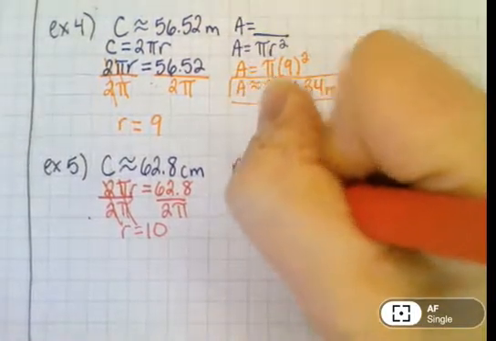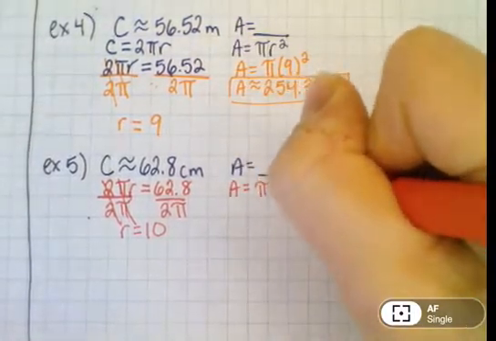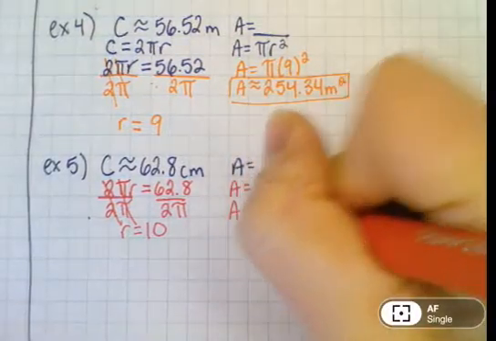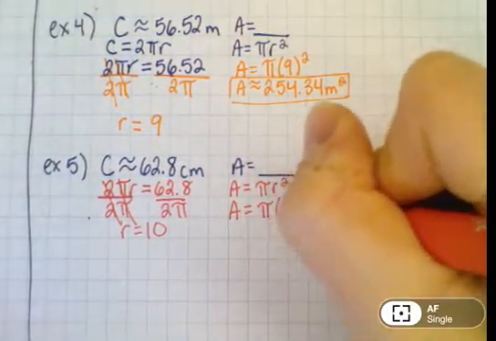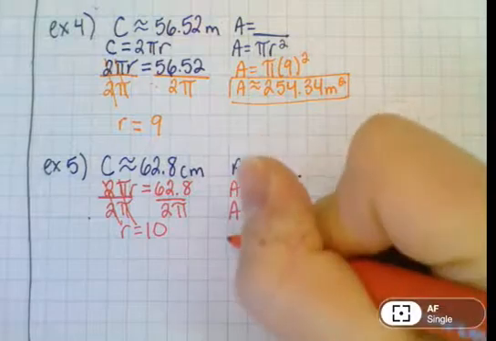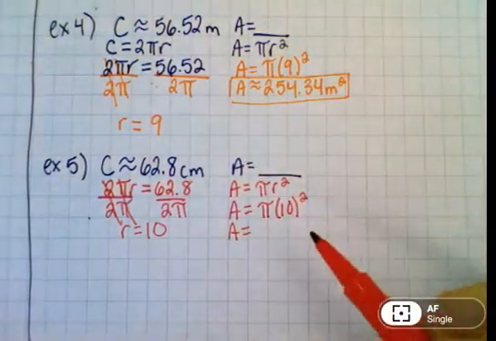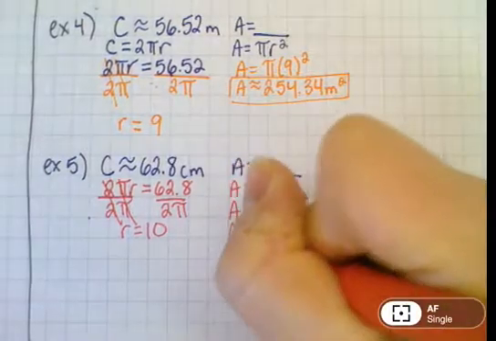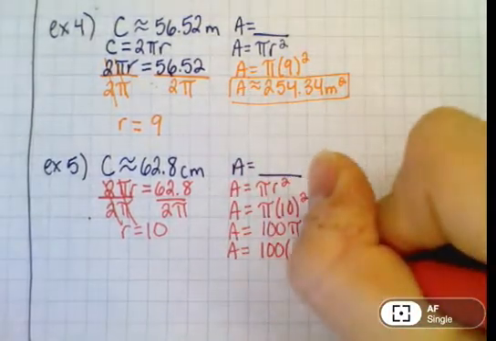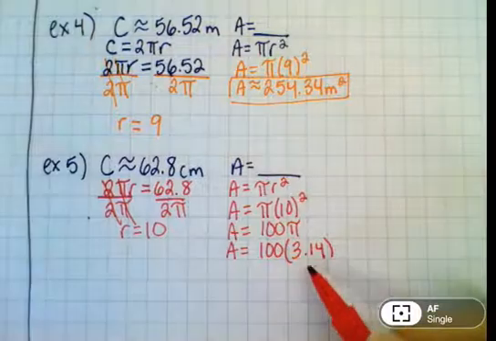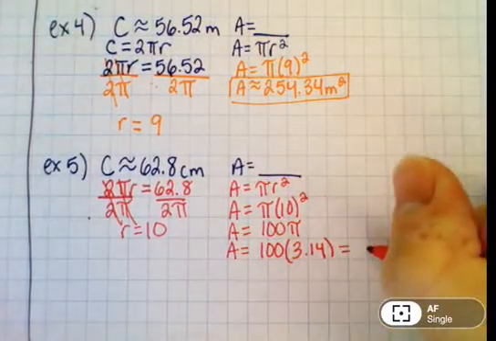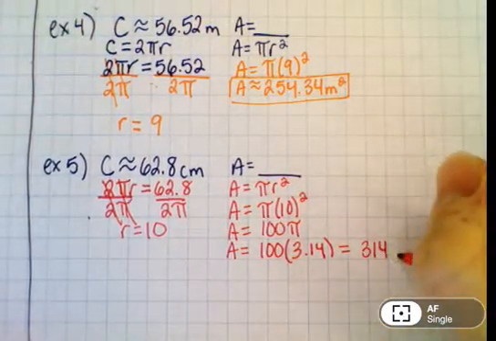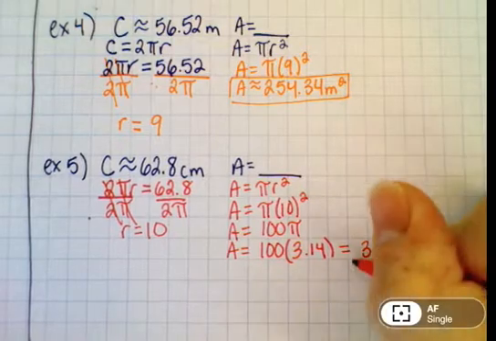Area equals pi times the radius squared. So that means it's going to be pi times 10 squared. I'm going to do this by hand because it's easy. 10 squared is 100. So hopefully we all know that 100 times 3.14, I just have to slide the decimal over 2 spaces. It's going to be 314 centimeters squared.